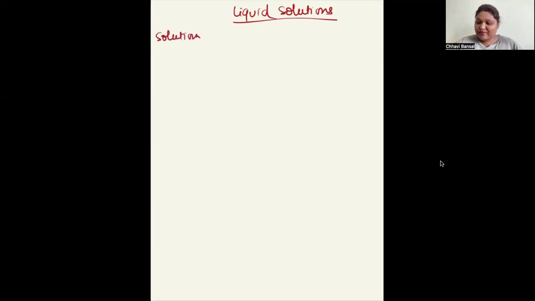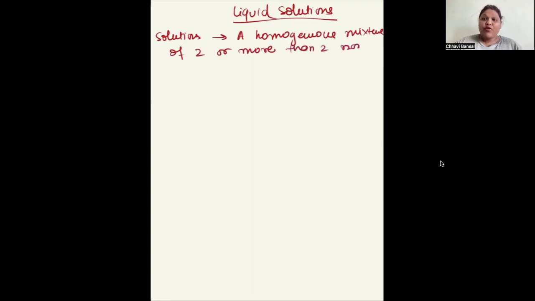Solutions are actually a homogeneous mixture of two or more than two non-reacting components. Okay. What is a solution? It is a homogeneous mixture of two or more than two non-reacting components. Now let's understand one by one the terms that are given in this definition.